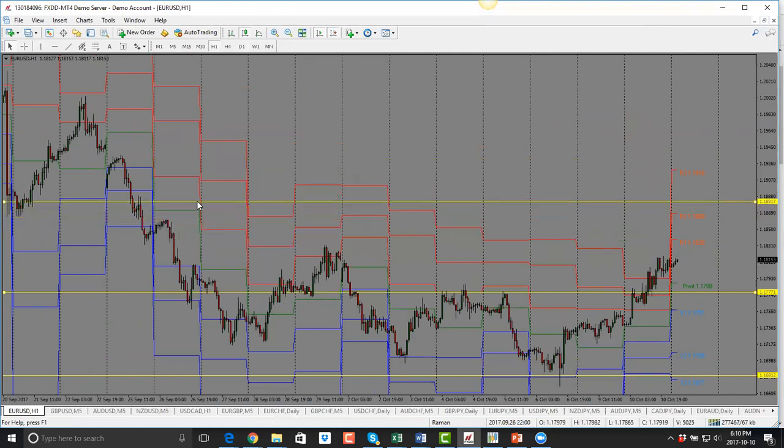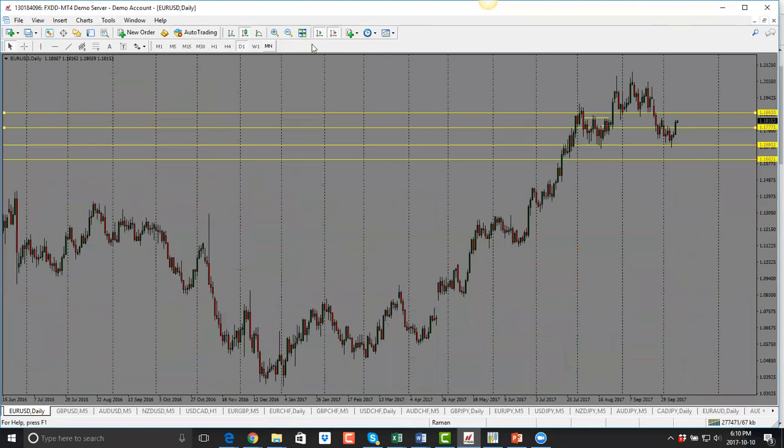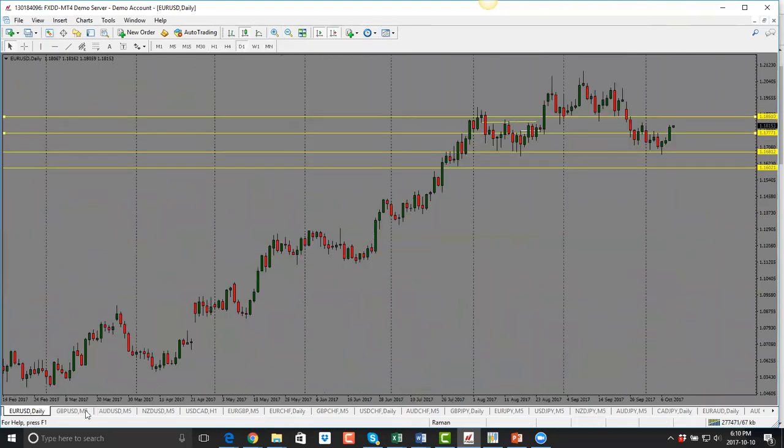It could go further all the way into this 1.1880 level. So that will be the second take profit. First one would be the 1.1850 level. So bullish on Euro US dollar.